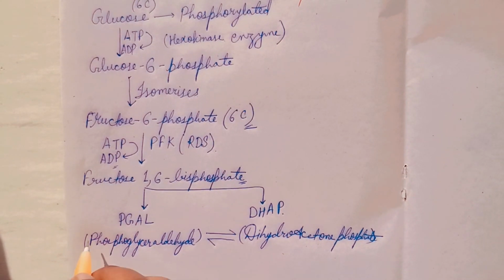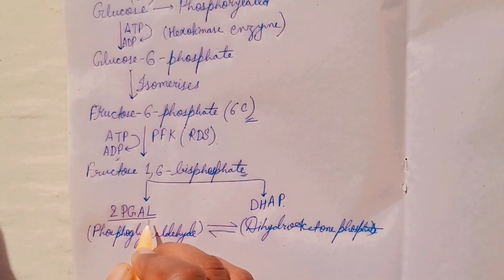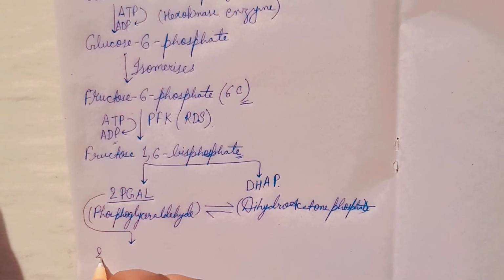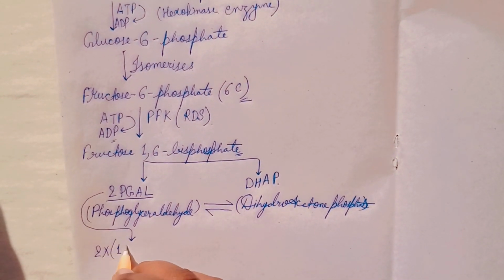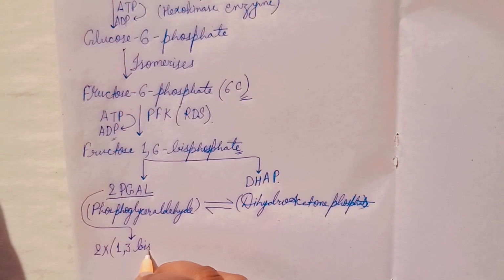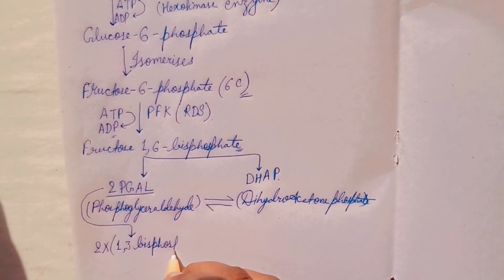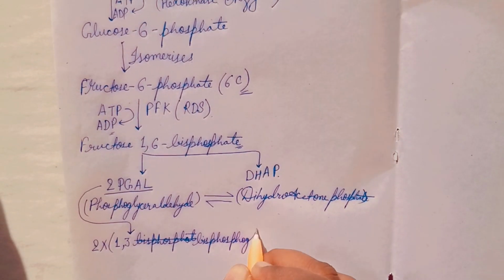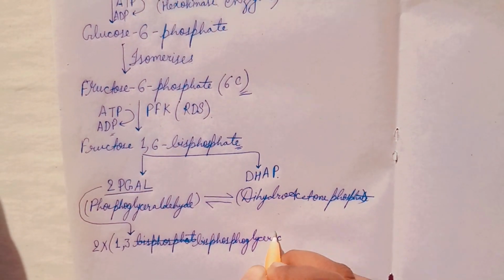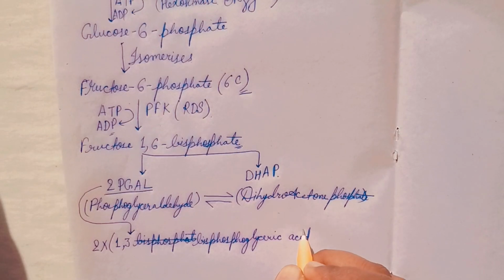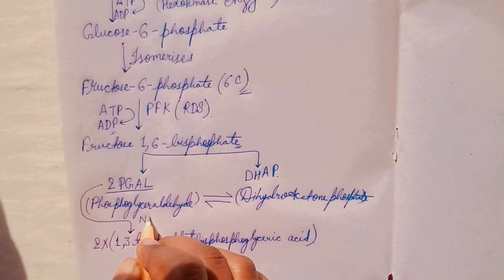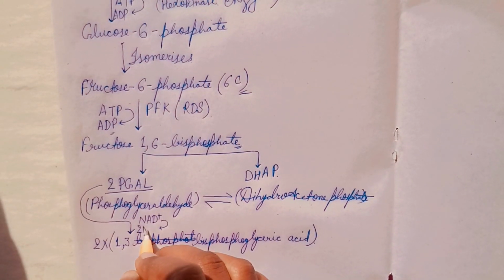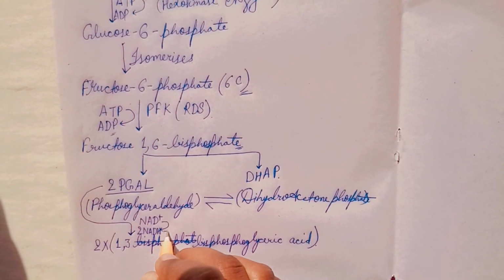Here, the PGAL compound will get converted into 1,3 bisphosphoglyceric acid. So we have two compounds of 1,3 bisphosphoglyceric acid. We have to add bis before the name of phosphoglyceric acid because we have the 1,3 position of the compound. And here we will use NAD plus, and it will get converted into 2 NADH plus H plus.